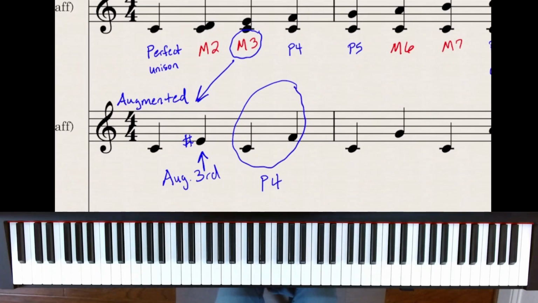Now, let's try a perfect interval. So we have a perfect interval of a fifth, and all we're going to do, pretty simple, is raise that G to a G sharp. So this was the original from C to G, and now we're going to make it bigger, augment it, so raise the G to a G sharp. Okay? And that would give you an augmented fifth.